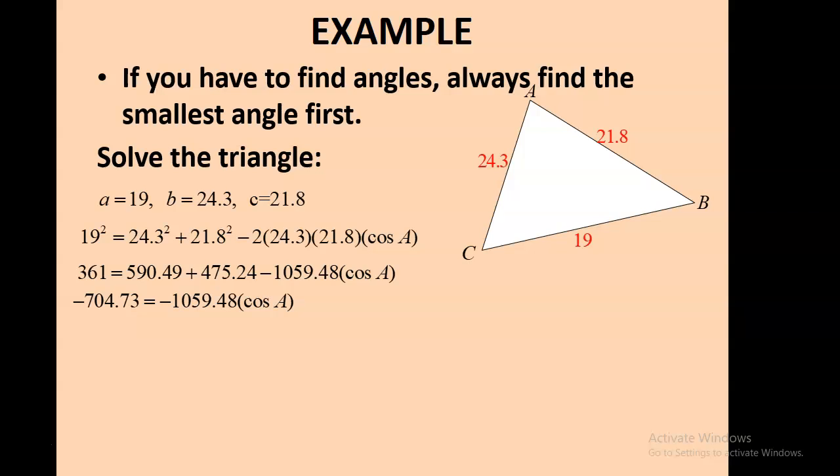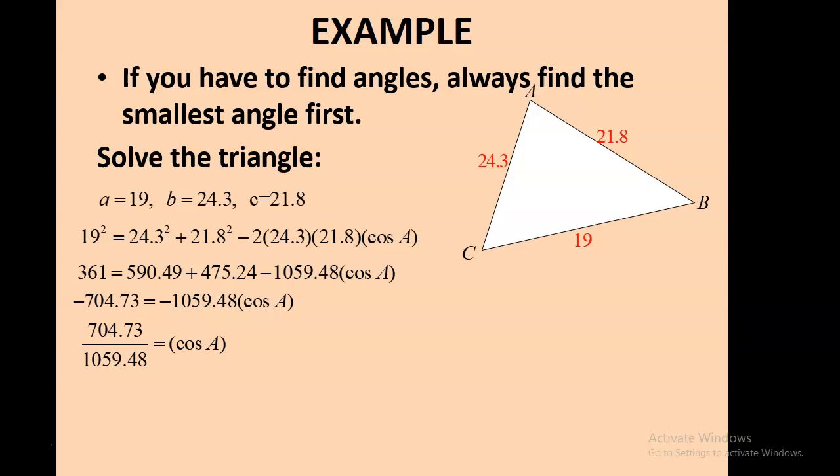And now we're going to divide. So instead of combining these three terms up here, we subtracted these two over first, and then we're dividing. And that's where people forget to make that distinction and remember that these two numbers are being multiplied together. So you have to divide the 1059.48 out of the problem. So we'll do that next, and that's equal to cosine of A.